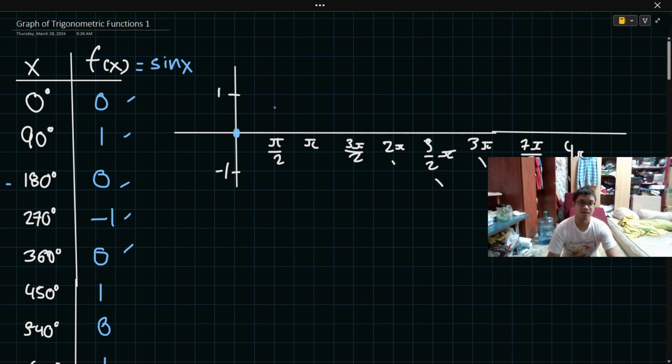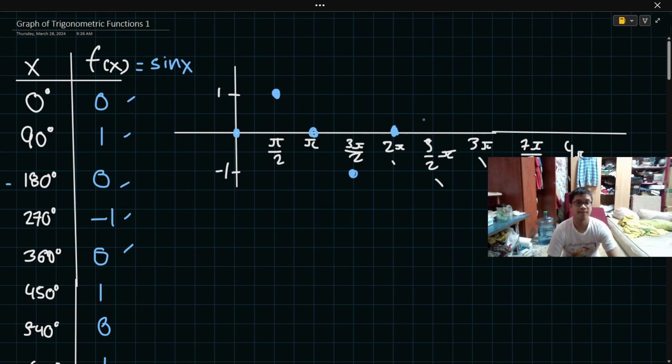Next, 90 degrees or pi all over 2, you will get 1. So here, you'll get 1. 180 degrees, 0, which is the same as pi radians for 180 degrees. So we will have this. 270 degrees is just the same as 3 pi all over 2. So this is -1. The next 360 or 2 pi, that's basically 0.